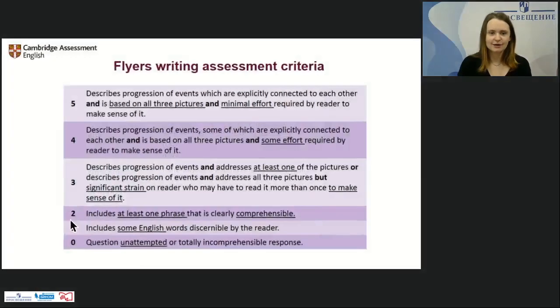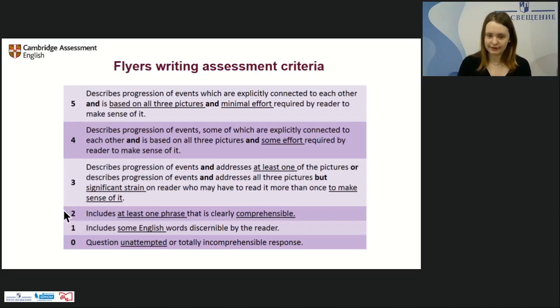All right. So for Flyers, the last part of our webinar today, we can again assess their writing. They're going to write a short story, and we assess their writing. The maximum number of points they can get is 5, and 0 if the student didn't even try to write something. They can get 1 point if there is at least something written that the reader can understand.